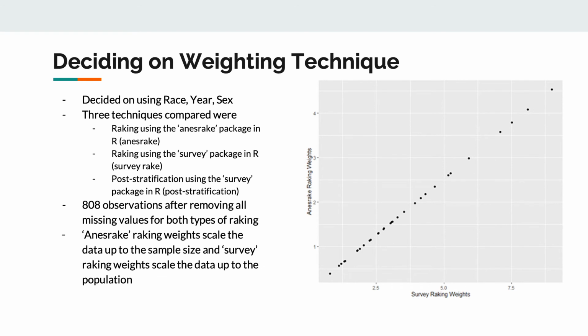We decided then to go ahead with the RYS combination and wanted to compare the weights generated by raking using the anesrake and raking and post-stratification using the survey package. We wanted to explore whether anesrake and survey raking would produce different weights as they use slightly different algorithms. And to prepare the data, we removed all missing values and had a final count of 808. Here on the left, we have the scatter plot of survey raking and anesrake weights, and we see that they are the same weights just on a different scale. The only noteworthy difference between the two is that anesrake weights modify the subgroup totals only up to the sample size, whereas survey raking weights scale the subgroup totals to those in the population.